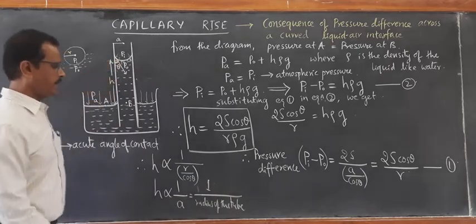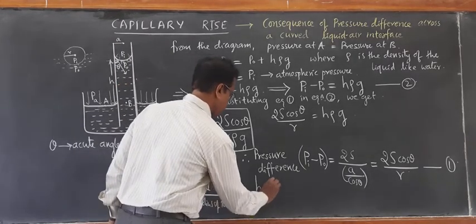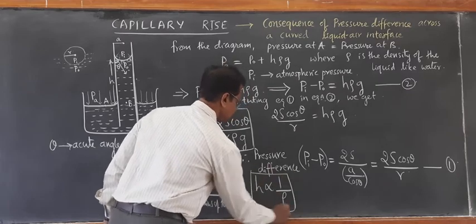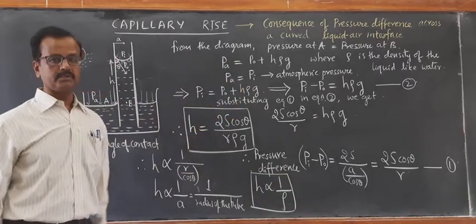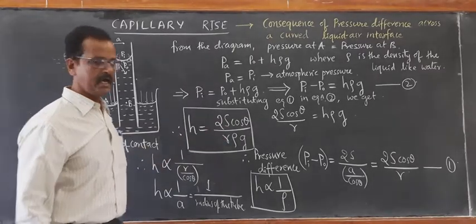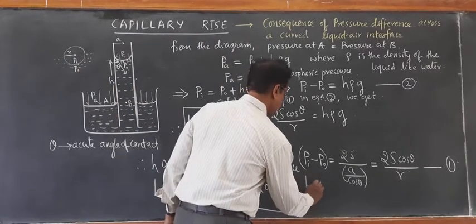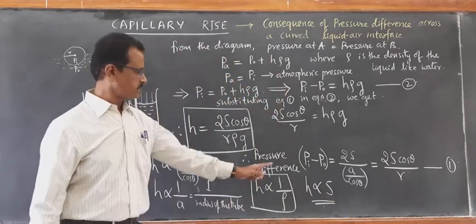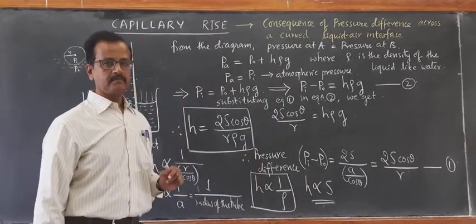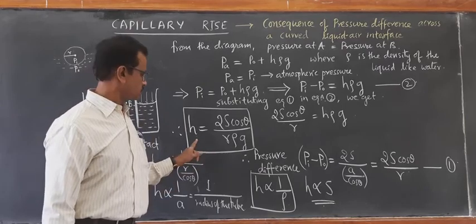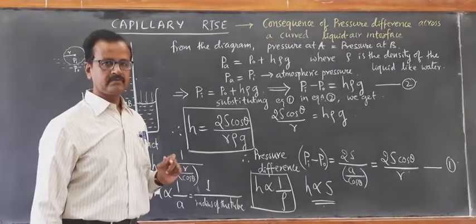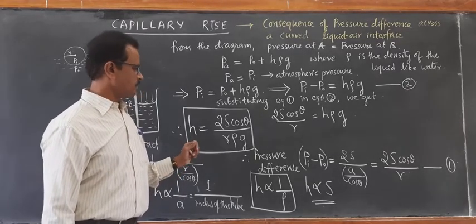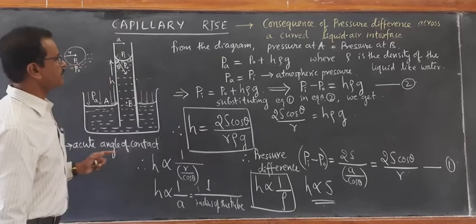And H is inversely proportional to the density. And H is directly proportional to, look at this, surface tension. This is very, very important. The greater the surface tension, the greater is the capillary rise. Okay. So this is how we study the very important phenomenon, that is capillary rise.